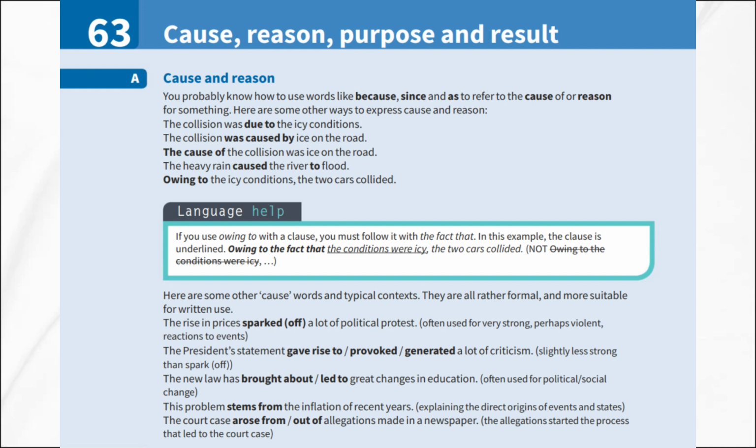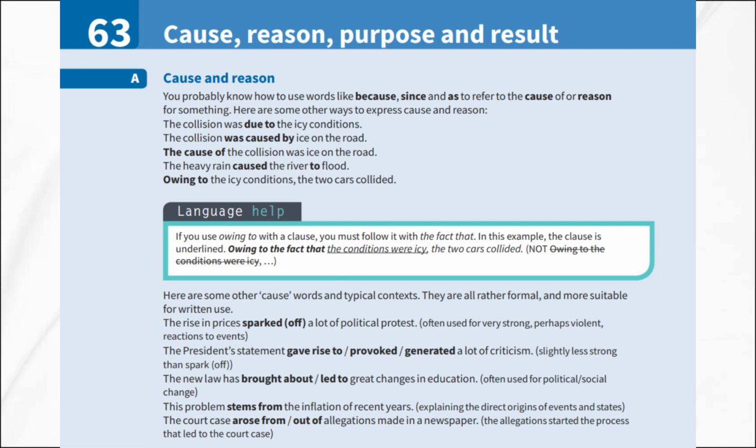Now, let us look at some other cause words and their typical contexts. They're all rather formal and more suitable for written use. The rise in prices sparked off a lot of political protest. This is often used for very strong, perhaps violent, reactions to events. The president's statement gave rise to, provoked, or generated a lot of criticism. These are slightly less strong than spark off. The new law has brought about or led to great changes in education. These are often used for political or social change.